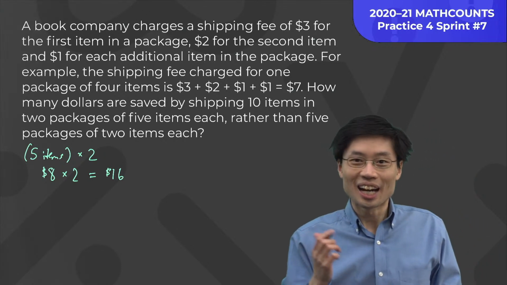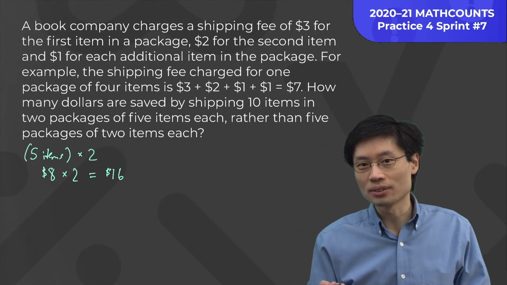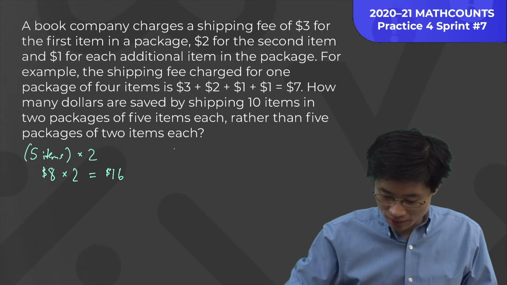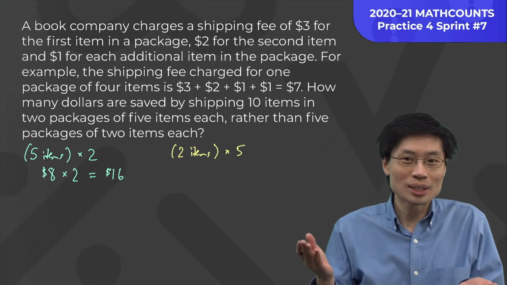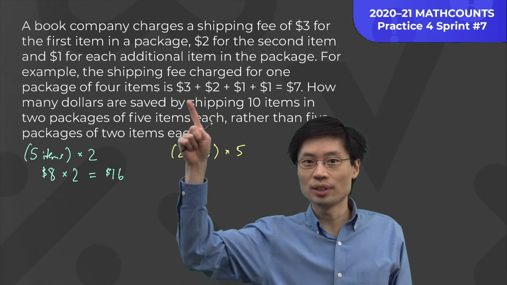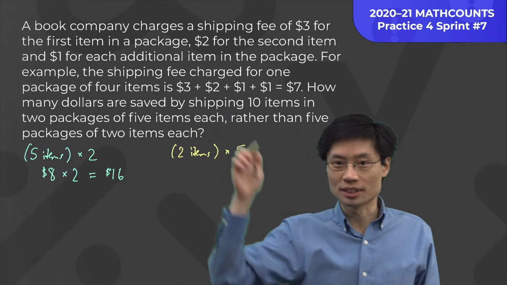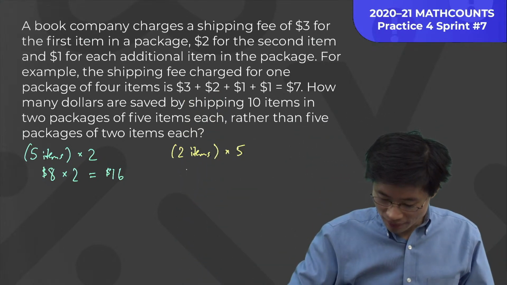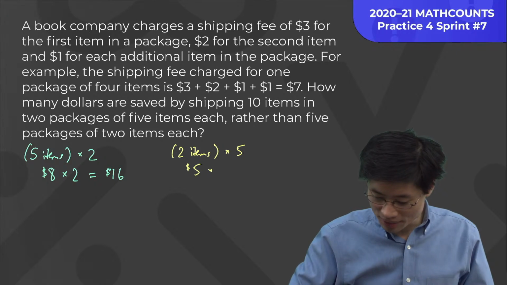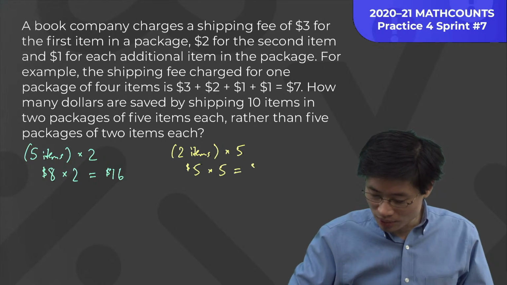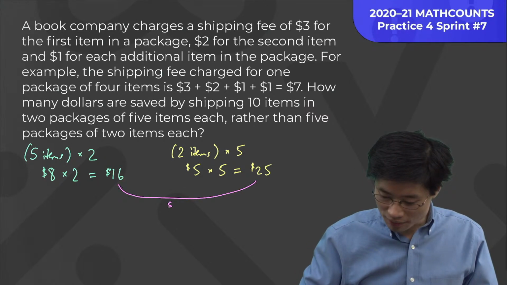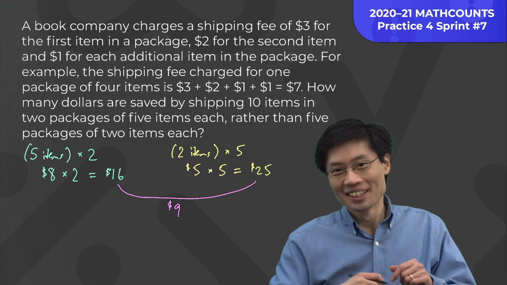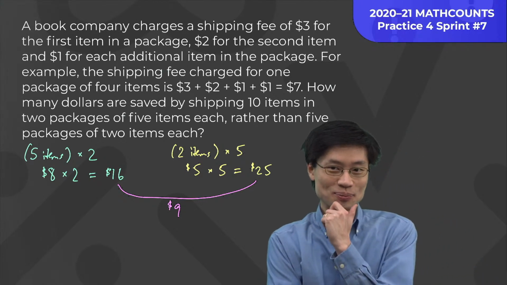That's plan A. And plan B is where we say, how about 2 items each and 5 packages? 2 items each and 5 packages, okay? And now, what's the 2 item cost? Let's read it carefully. $3 for the first, $2 for the second is $5. So it's $5 times 5, and that's equal to $25. And so what's the difference? Difference is $9.